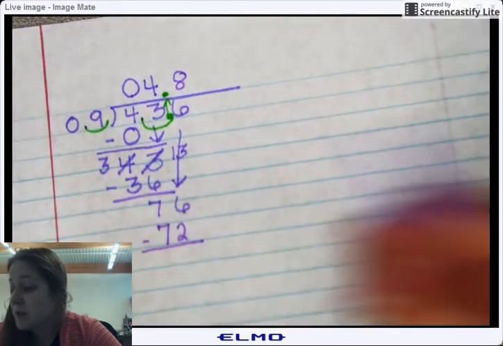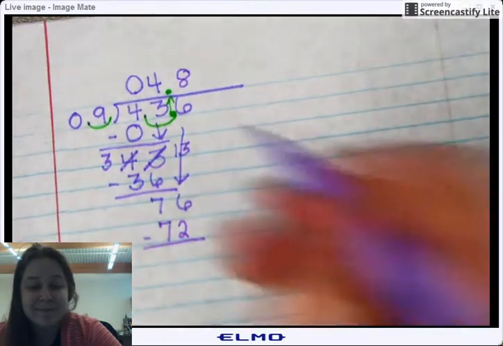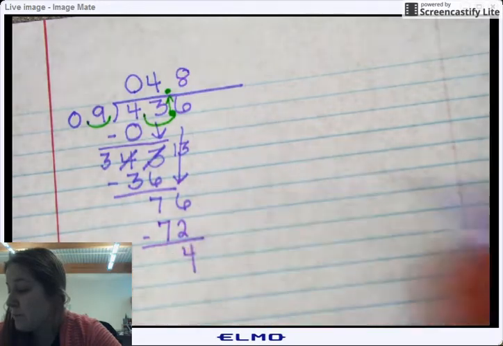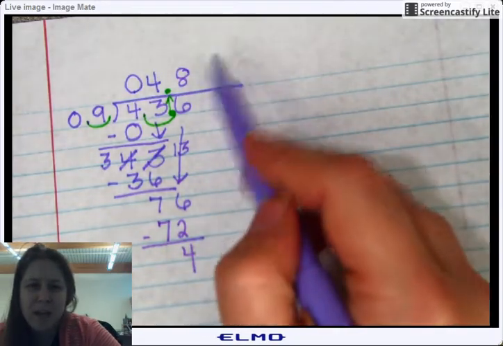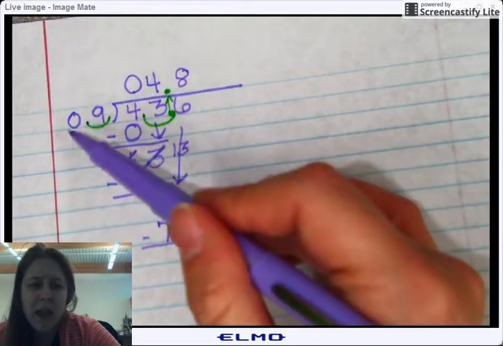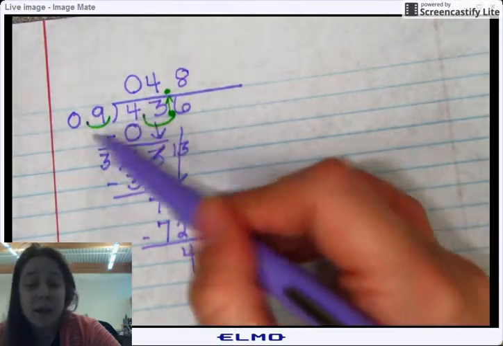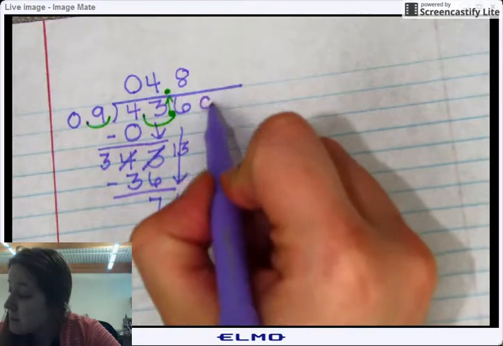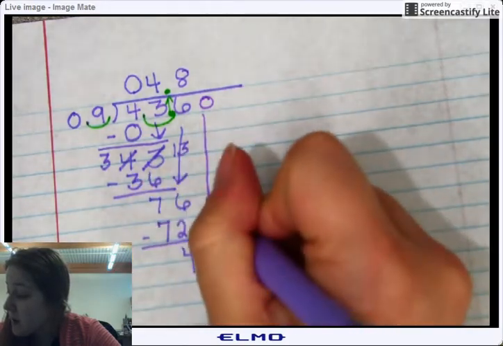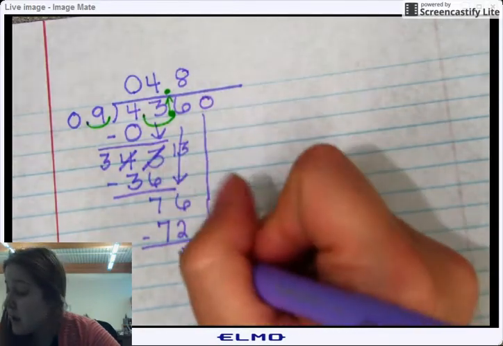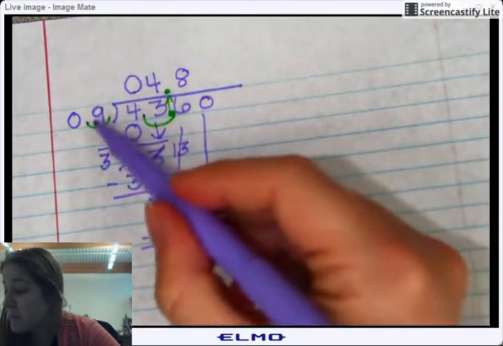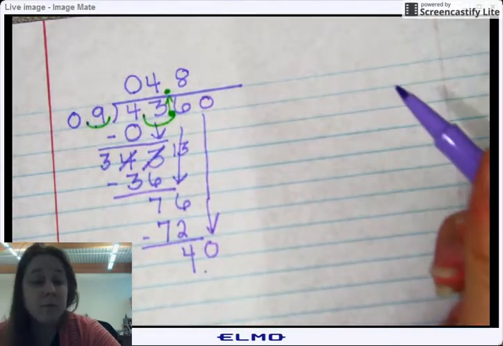I subtract. I get 4. I have nothing to bring down. I can't write remainder 4, right? Because I have a decimal here. So I'm just going to add another 0. I'm going to keep going until I can't go anymore. So I added another 0 because my decimal's already in here, so it doesn't matter. I bring it down.